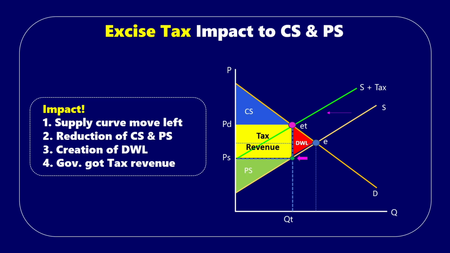Firstly, consumer surplus shrinks. Buyers are either paying a higher price or buying fewer units. Secondly, producer surplus shrinks. Sellers receive less per unit and sell fewer units. But not all of that lost surplus disappears. That yellow triangle in the middle is tax revenue. That's the money the government collects from the tax. However, there is still a loss left over, which means there's deadweight loss involved.